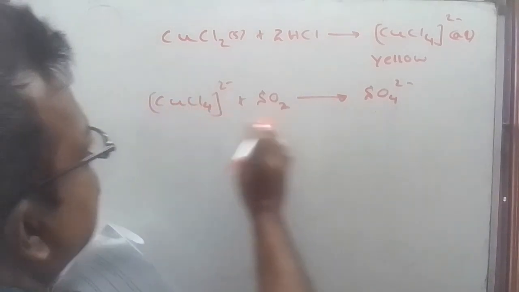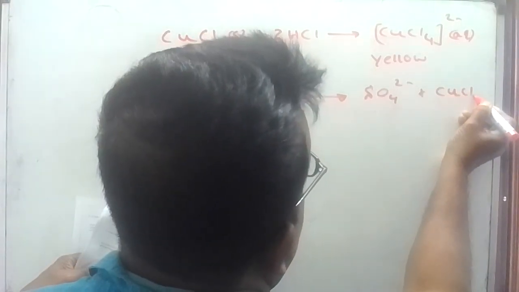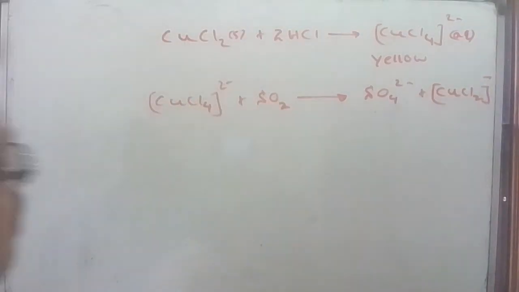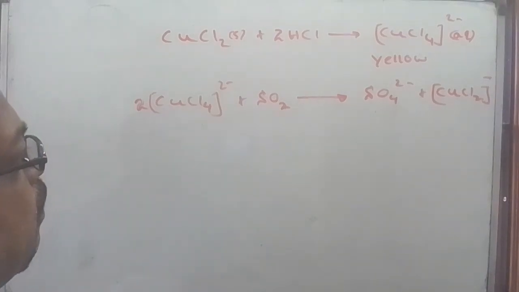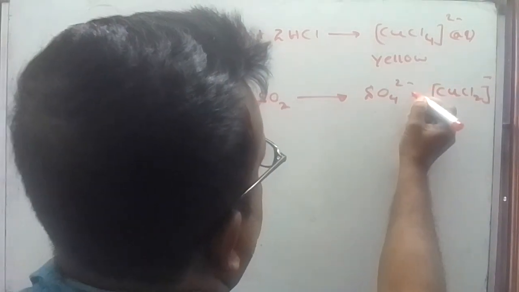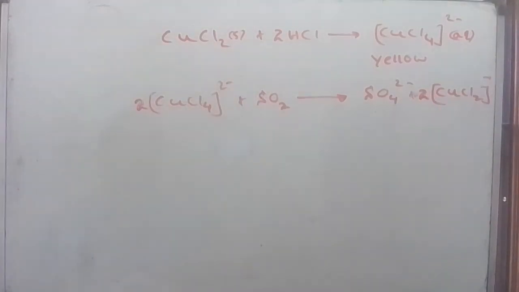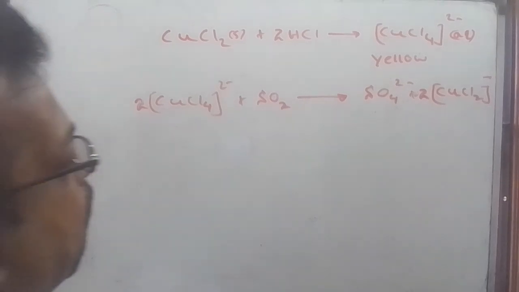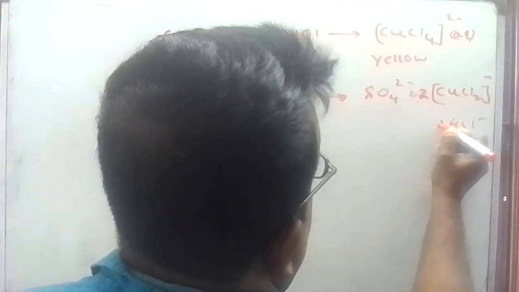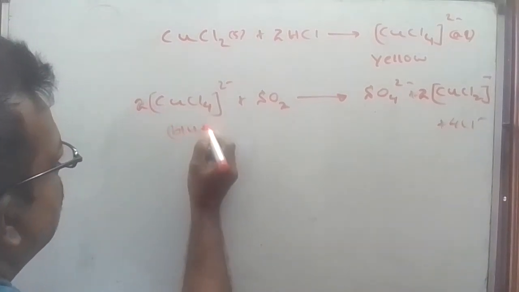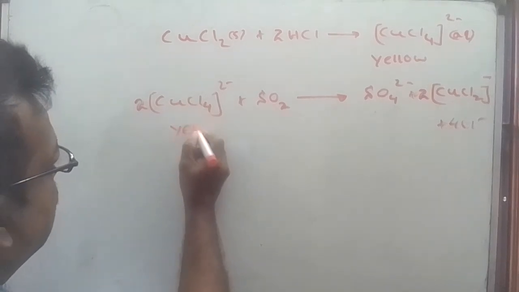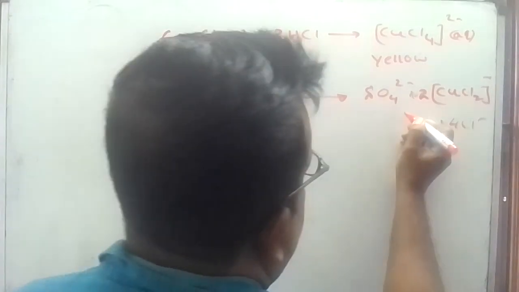and CuCl4 2 minus goes to CuCl2 minus. This is the unbalanced reaction. You can balance this. Yes, this is the ionic reaction. This is colorless. This is blue. Sorry, yes, this is yellow. This is colorless.